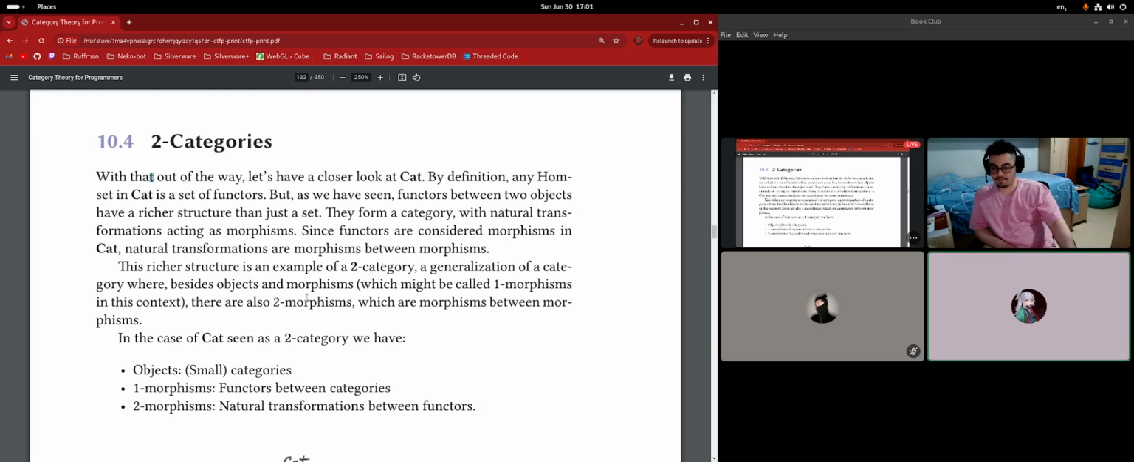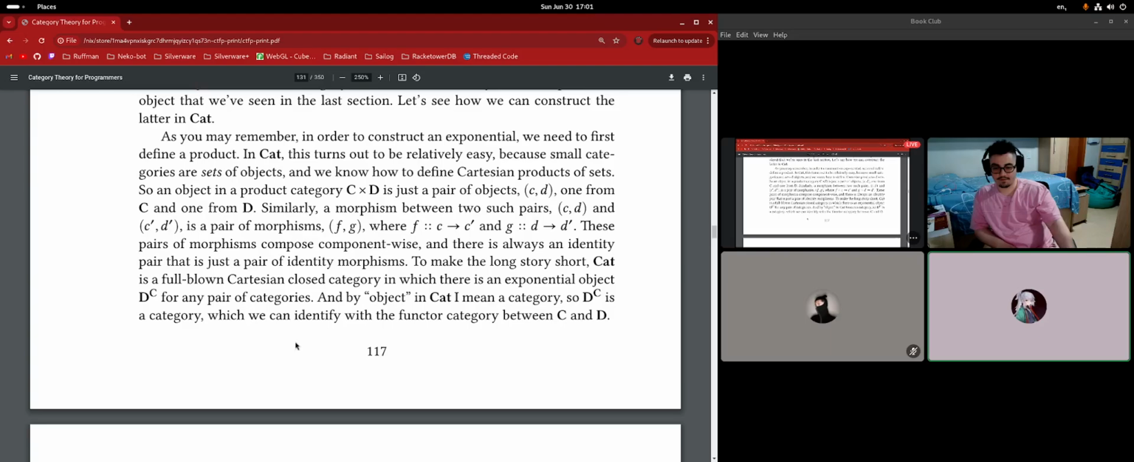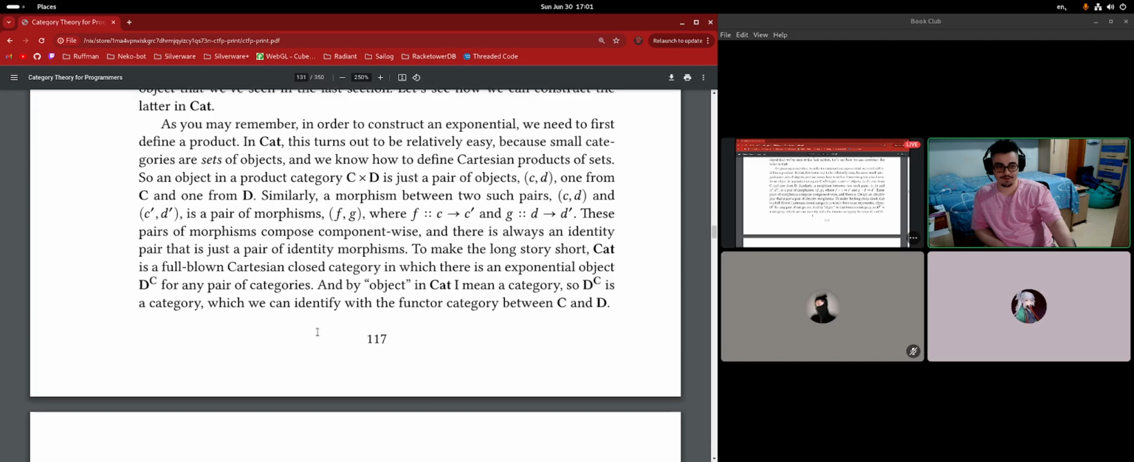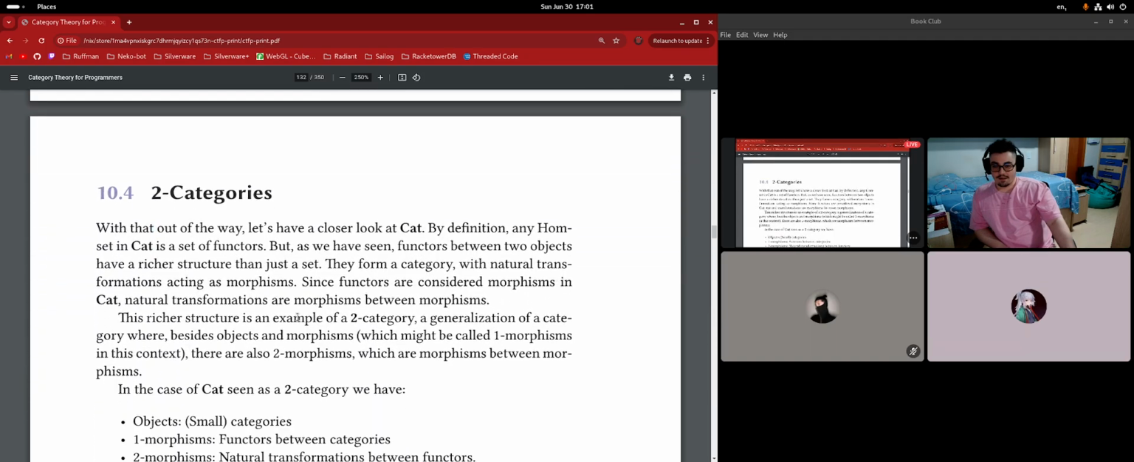It's not too different from what we've seen before. It's just the scale of things is larger. Yeah, the scale is much larger. So now let's have a closer look. Functors between two objects have a richer structure than just a set. They form a category with natural transformations as morphisms. Since functors are considered morphisms, natural transformations are morphisms between morphisms.